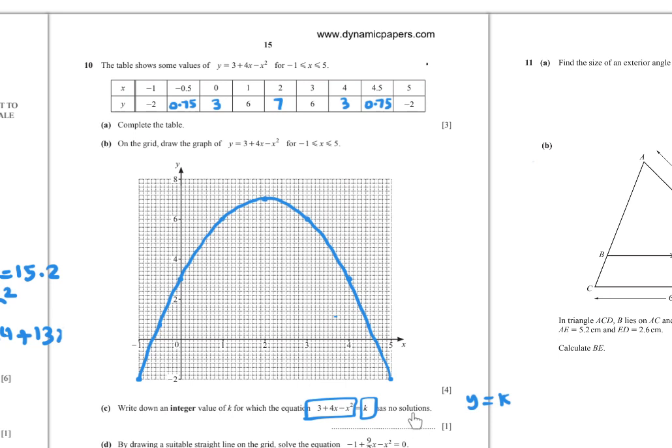So we can draw a horizontal line that doesn't intersect the curve. Like this one, if k equals 8, so y equals 8. This is the horizontal line. y equals 8, y equals 9, and so on. So the possible value for k is 8.